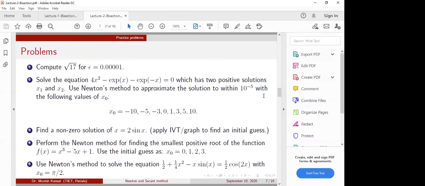So the first problem here is you have to find out the square root of 17 with the help of the Newton-Raphson method, right? So let me first go to the command window, then make a program for Newton's method.